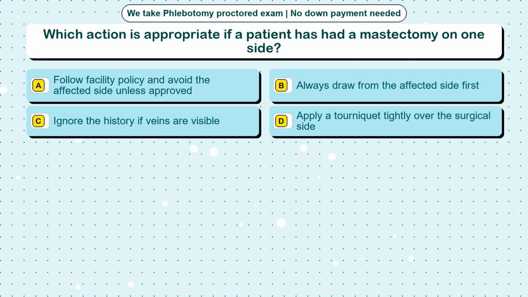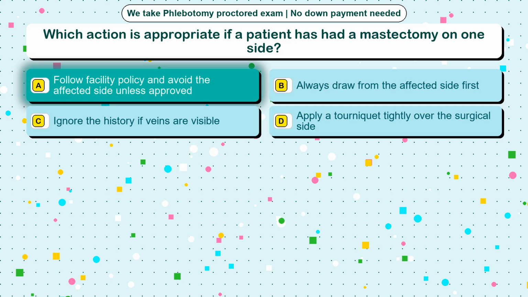Question 15. Which action is appropriate if a patient has had a mastectomy on one side? Option A. Follow facility policy and avoid the affected side unless approved. Option B. Always draw from the affected side first. Option C. Ignore the history if veins are visible. Option D. Apply a tourniquet tightly over the surgical side.